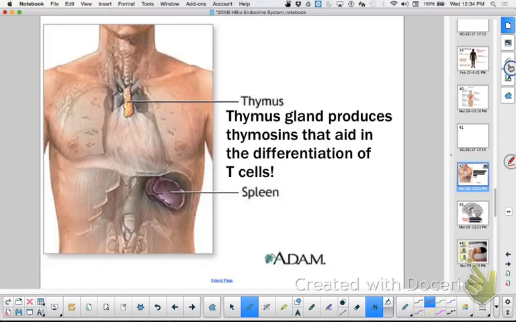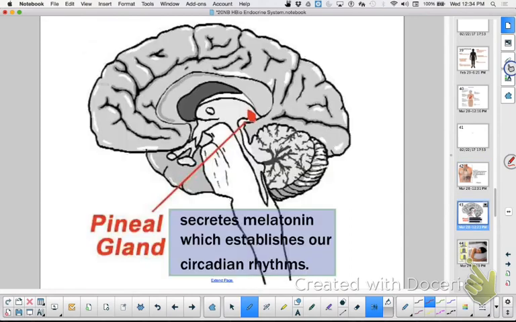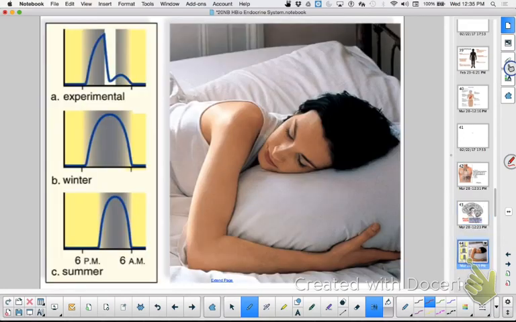All right. Then we talked about the testes and the ovaries. I think you're going to be good on that one. The thymus gland is above your heart. And the thymus gland, remember, matures your T cells. And we talked about the pineal gland and melatonin. As you sleep, your melatonin levels go up. And what makes your melatonin levels drop? Light. Good.